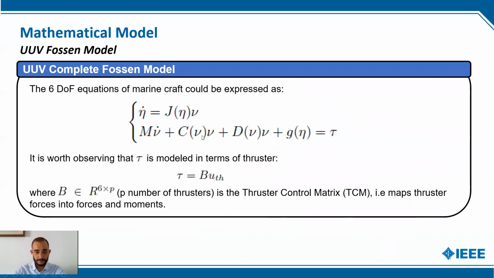So, the 6 degree of freedom equation of marine craft could be expressed with this system, and it is worth observing that tau has to be modeled in terms of thrusters. Indeed, tau is equal to V times U, where V is the thruster control matrix. It means that it's a matrix that maps thruster forces into forces and moments. And this kind of expression is fundamental for our aim. Indeed, we want to design a fault detection and isolation scheme for actuators.